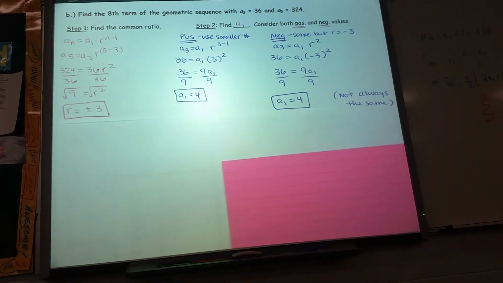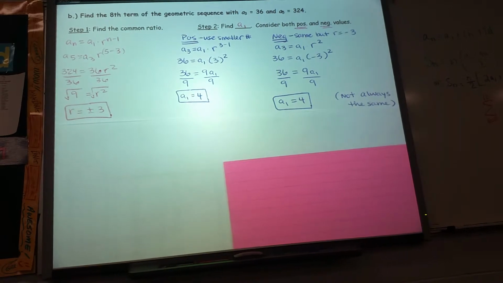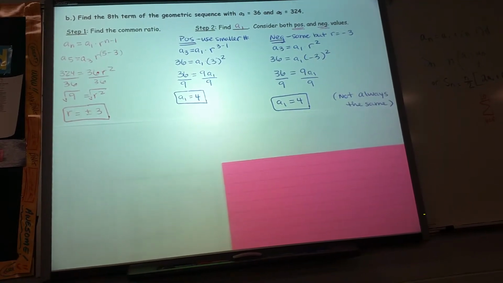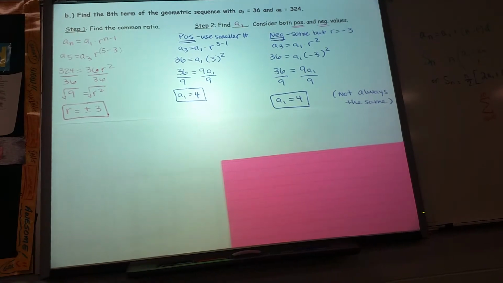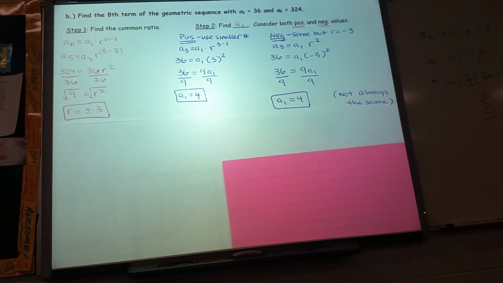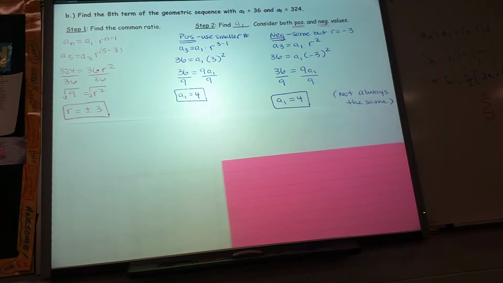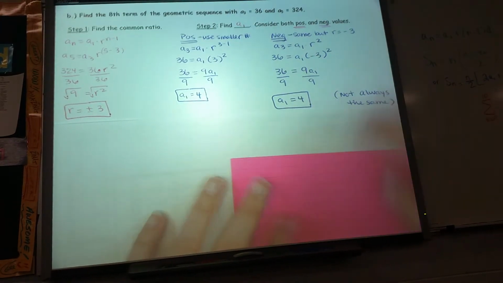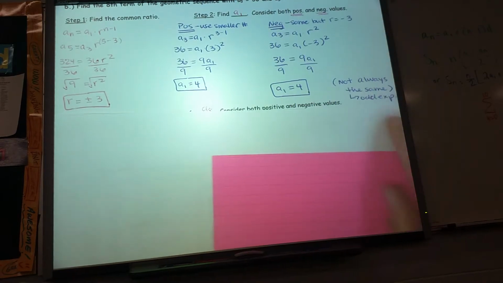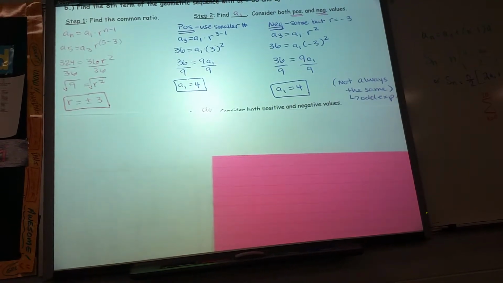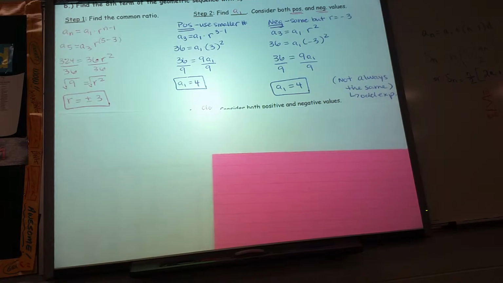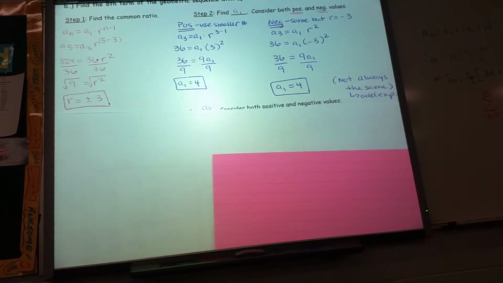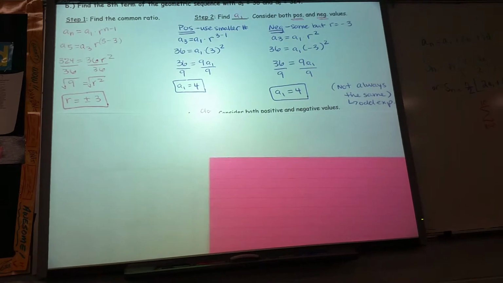Does anybody think about a time when they would not be the same? Yeah, go ahead. Exactly. Okay, yeah. So when this exponent is an odd exponent, then that would change it. So I put odd exponent, but what Matt's saying is correct. Like if you're trying to find like an even term, then that would make the exponent odd.